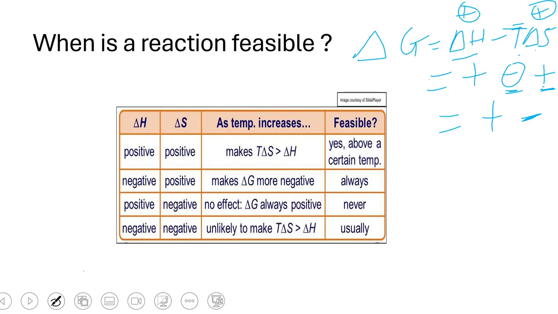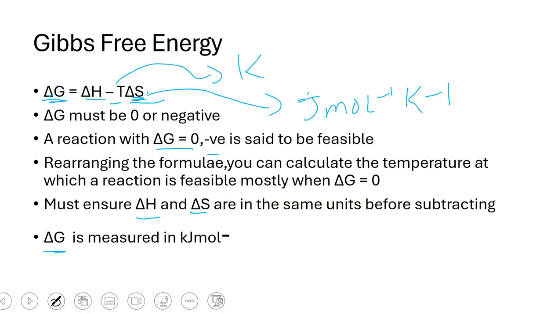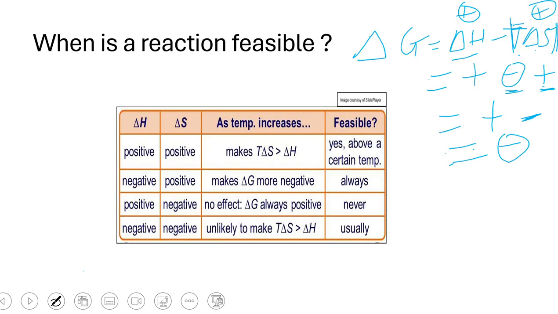And if the modulus of the T delta S is greater than the value of the enthalpy change, it will give you a total of a negative value. And if the delta G is 0 or negative, it means the reaction is feasible. So it will give you a negative value.